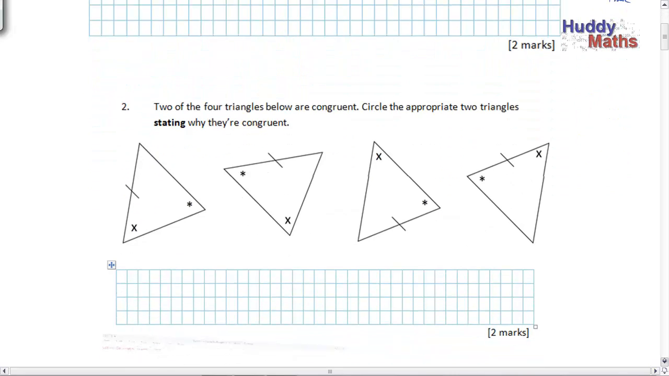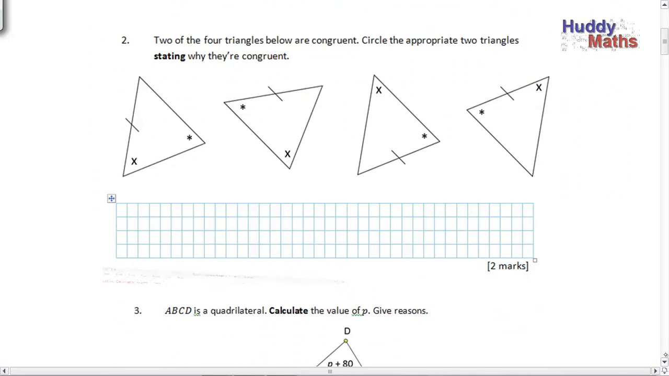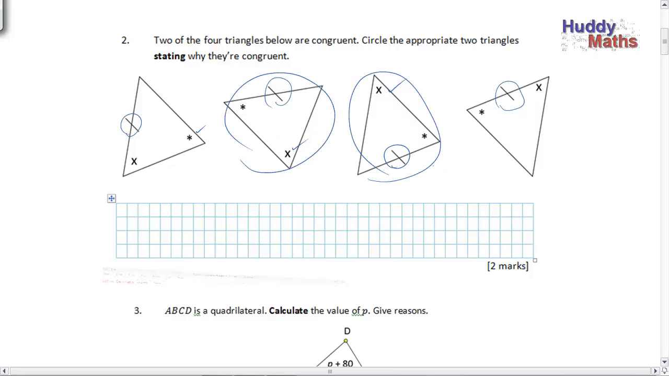Okay. Question 2. 2 of the following triangles below are congruent. Circle the appropriate 2 angles. Well, you've got 2 angles and a side which match up, but watch it. It's got to be the corresponding side. So this side is opposite the little star. This side is opposite the x. This equal side is opposite the x. This equal side is opposite the unmarked angle. So it's these 2, isn't it? They must match up. Angle, angle, and corresponding side, if you like. So there's 1 mark for circling the 2 and 1 mark for actually putting the reason, corresponding sides there, angle, angle, side.